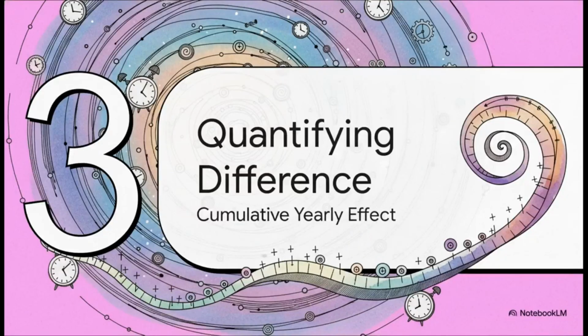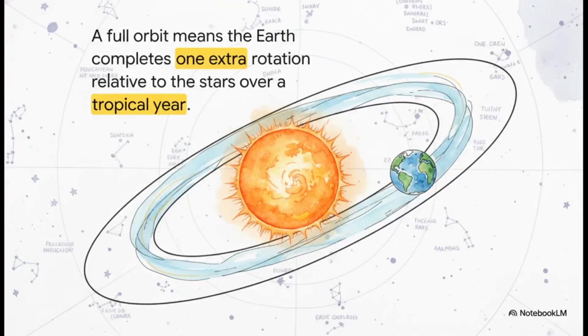So, okay, a 4-minute difference each day. It doesn't sound like a lot, right? But you let that accumulate over an entire year, and it adds up to something truly significant. Let's look at the cumulative effect. This is where it gets a little mind-bending. That full journey around the sun, that one revolution, actually counts as one extra full rotation of the Earth relative to the distant stars.